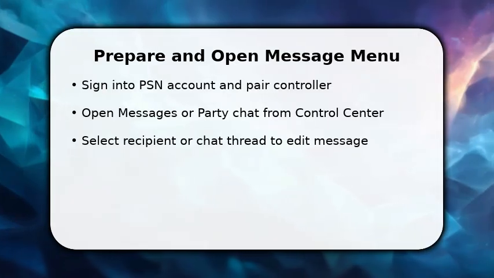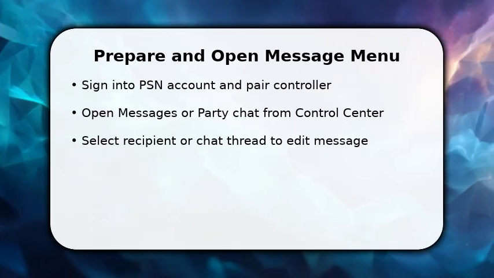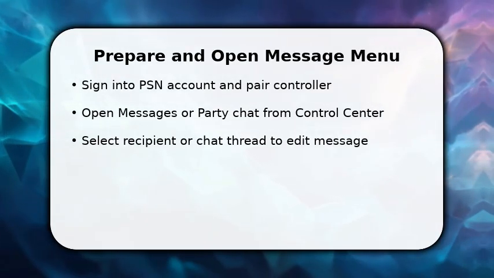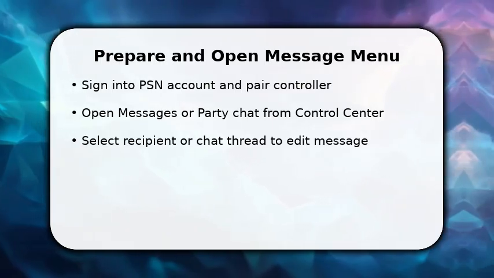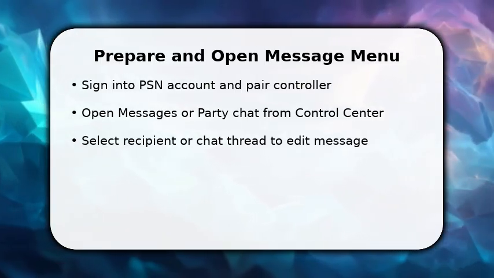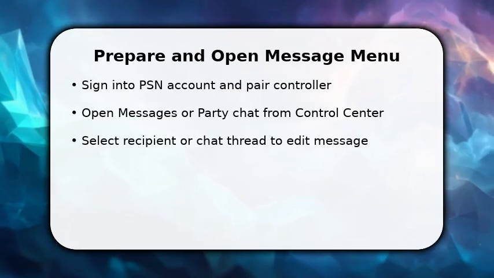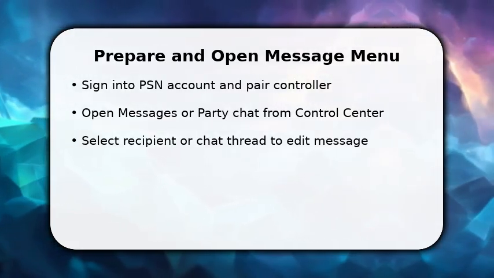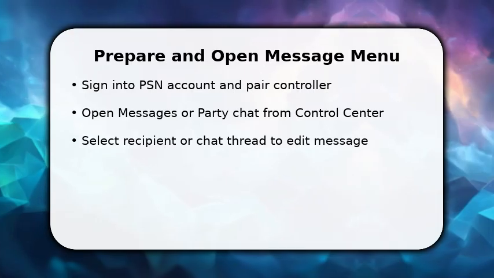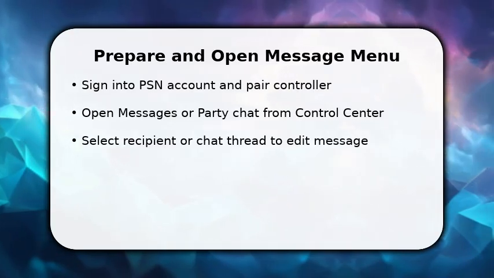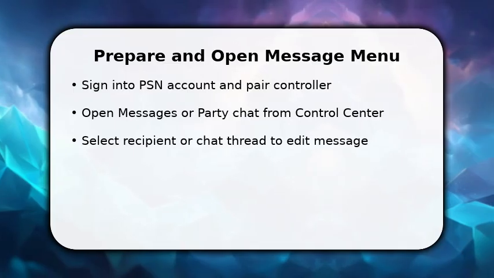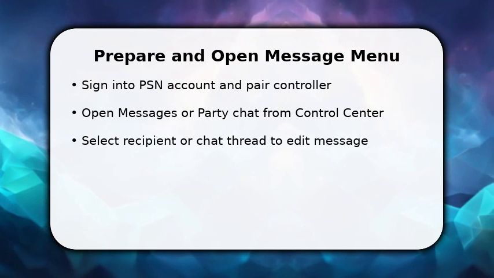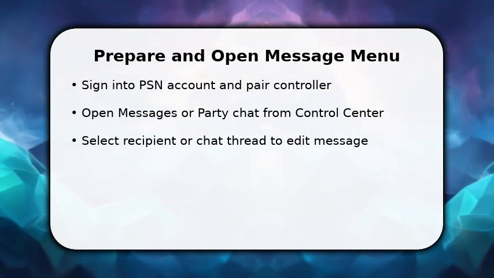You start by signing into your PlayStation account and making sure your DualSense is connected. This prepares input. Once done, press the PS button, open the control center, then choose Messages or Party to access chats. Make sure to select the specific friend or group thread where you want to use emoji. You do this now because emoji insertion works inside active text fields, so selecting the chat is the first actionable step to enable the keyboard and emoji picker.